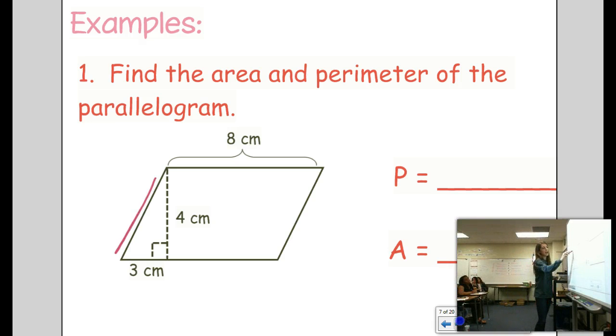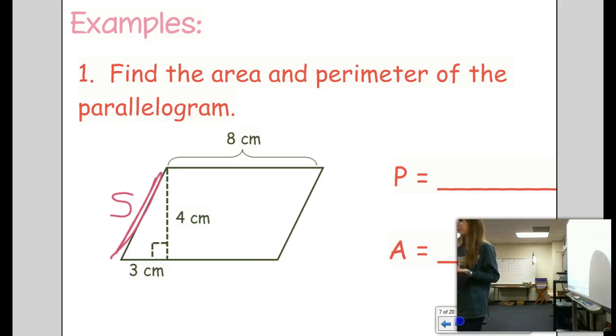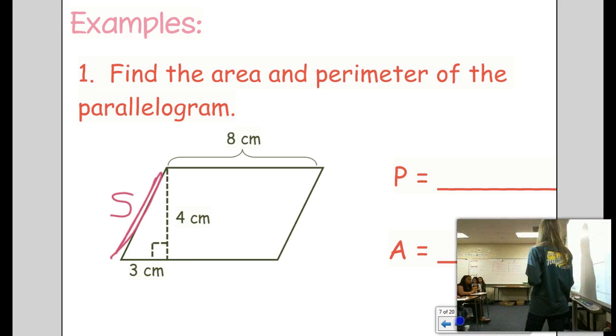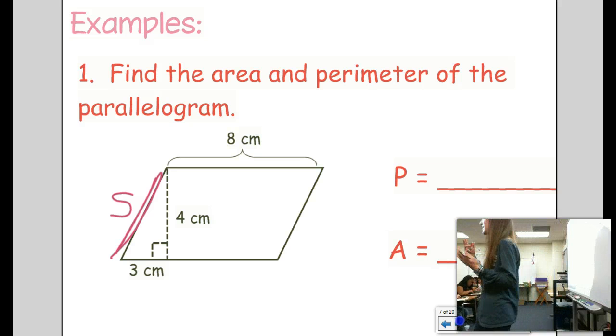Omar, how long is this side right here? Very good. John, how did Omar get 5? It's a right triangle. It's a Pythagorean triple. 3 squared plus 4 squared is 5 squared. A squared plus B squared equals C squared. Pythagorean theorem, except he memorized that triple, so you don't have to do the Pythagorean theorem. Very good.